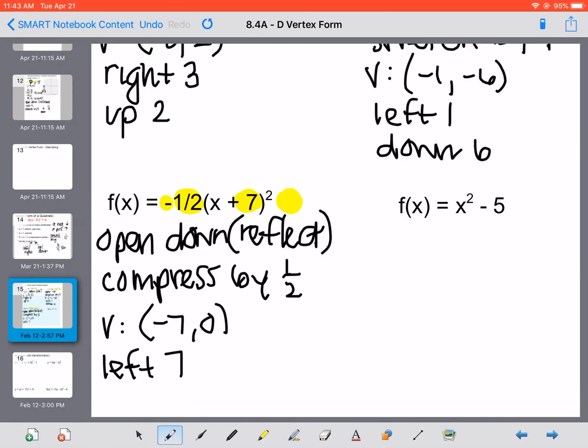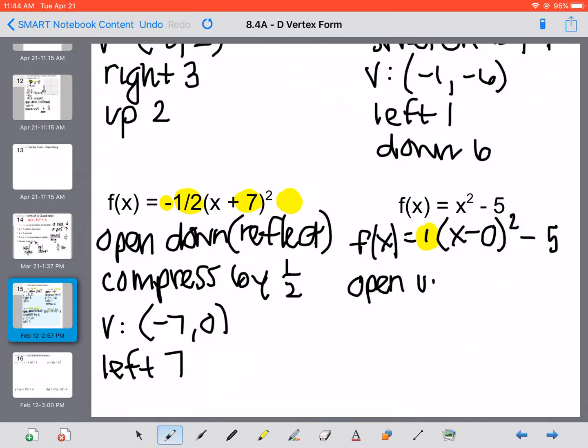So this one's unique because it just says x squared. Well, when I see an x squared, I could rewrite this with my parentheses as x minus 0 squared. So that means the same thing as what you have there. So the number out in the front, the A, well, there's nothing there. Because there's nothing there, it's understood that it's a +1. So because it's a +1, that means we're opening up, and it's a normal curve.